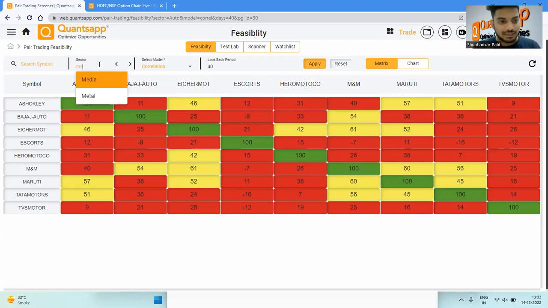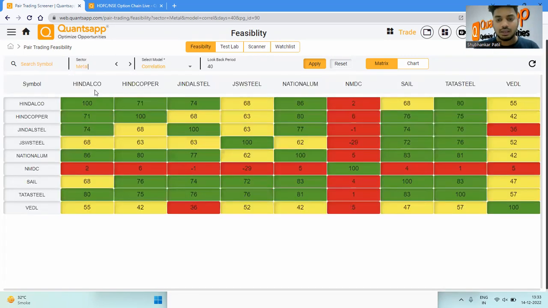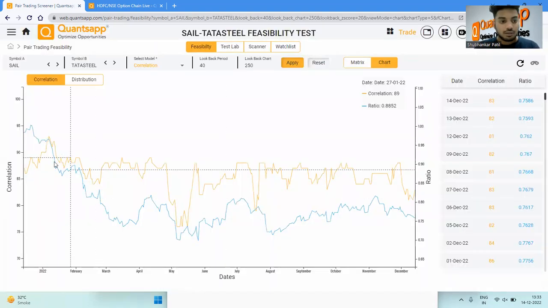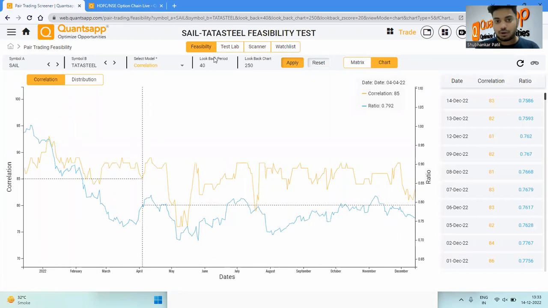You can select any sector, let's say metal. Once you select metal, you will see all those greens. All the green boxes are showing us that these both stocks, Jindal Steel and SAIL, Tata Steel and Jindal Steel, are highly correlated. Tata Steel and Hindalco, these are highly correlated. National Aluminium and SAIL, these are highly correlated stocks. Tata Steel and SAIL, again, these are highly correlated. So let's say this Tata Steel and SAIL. Now, the moment you click on feasibility test, you can go ahead and click on any matrix.